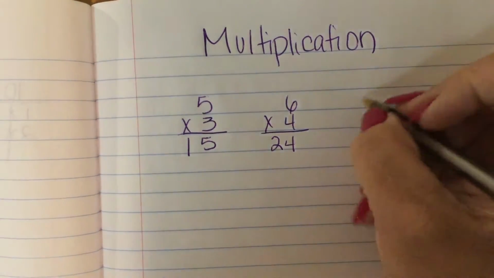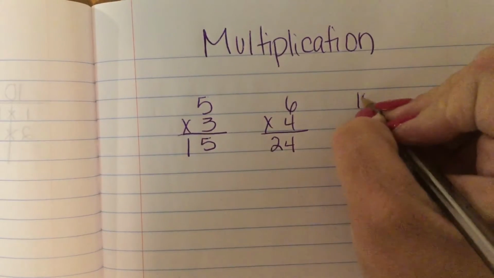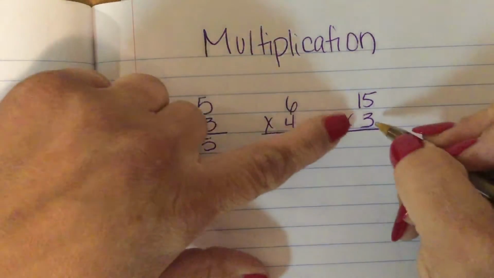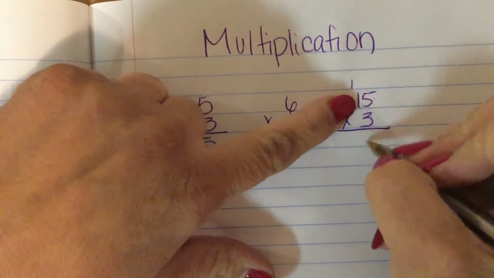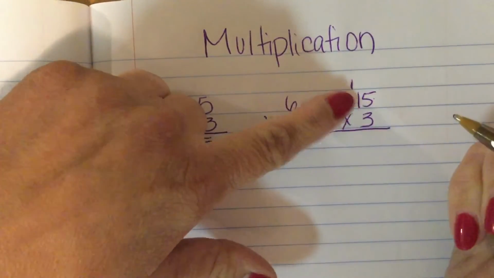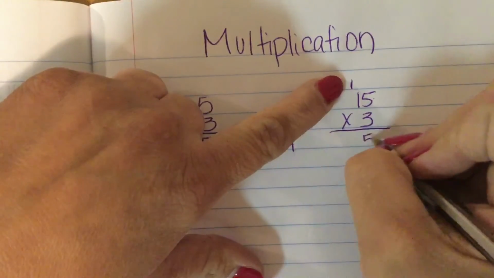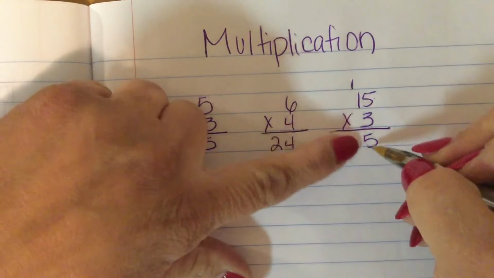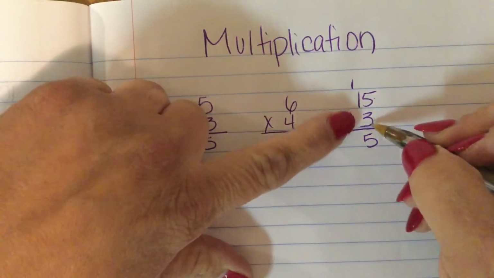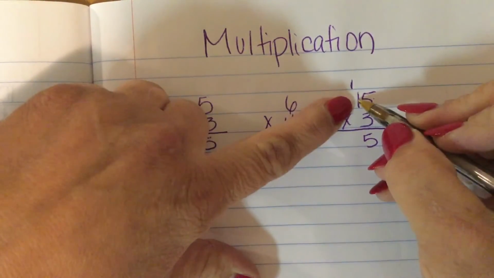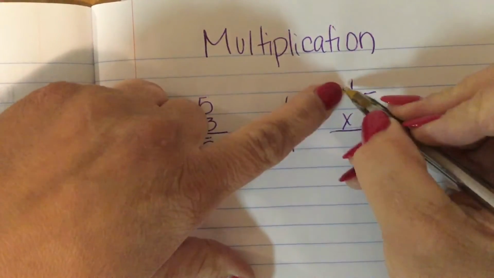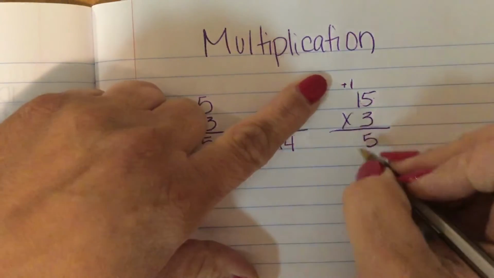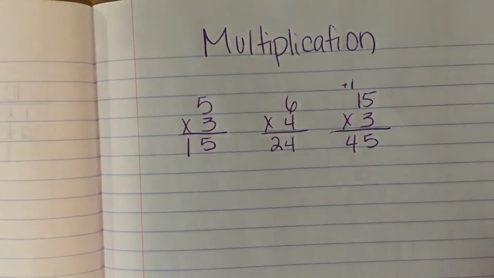Okay, so when we're looking at a number like 15 times 3, we're going to multiply 3 times 5, and that's 15. So I have a number here, so I'm going to carry it over, and the 5 is going to come down. 5 times 3 is 15, so I'm going to carry the 1, bring down the 5. Now I'm going to multiply 3 times 1. 3 times 1 is 3, plus this number that I carried. So 3 plus 1 gives me 4, 45.